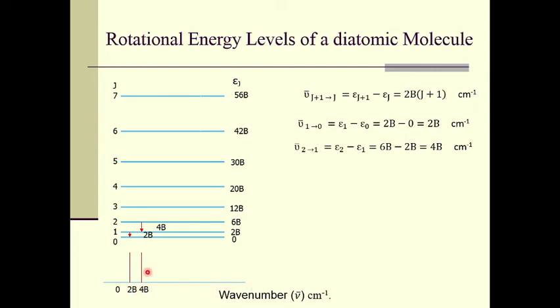So this is the spectrum that we have already studied, what is meant by a spectrum, in the first chapter. For the j equal to 3 to 2 transition, we get 6b.